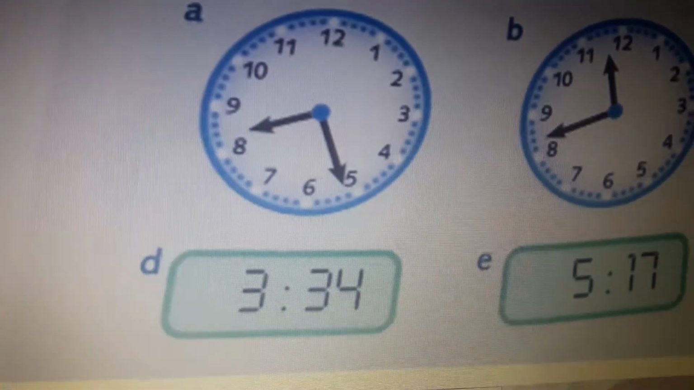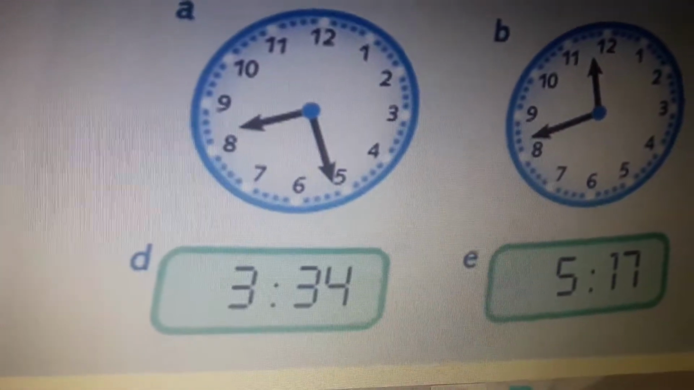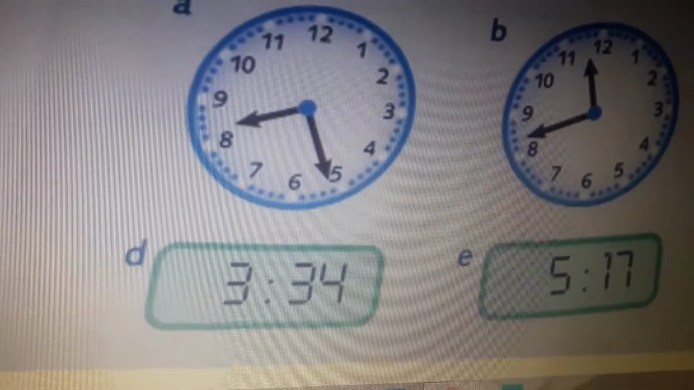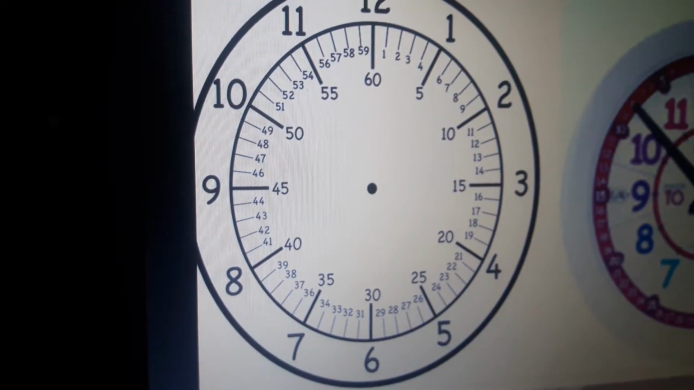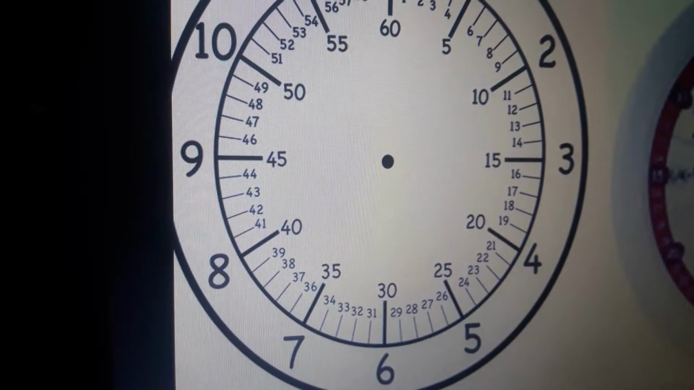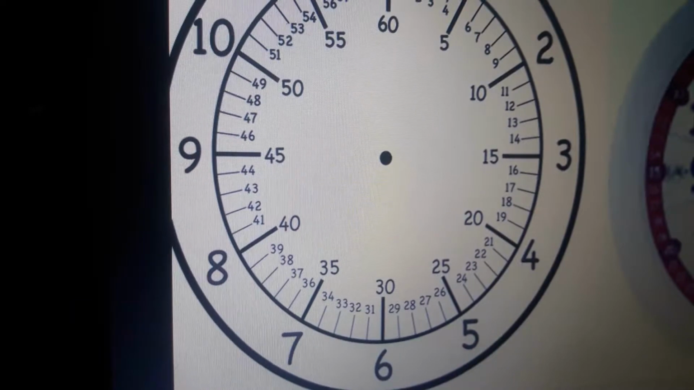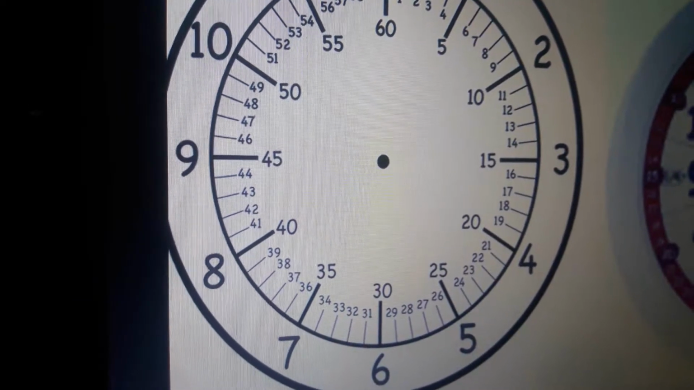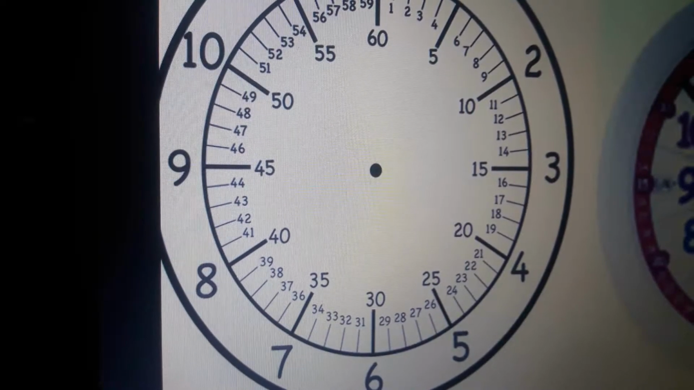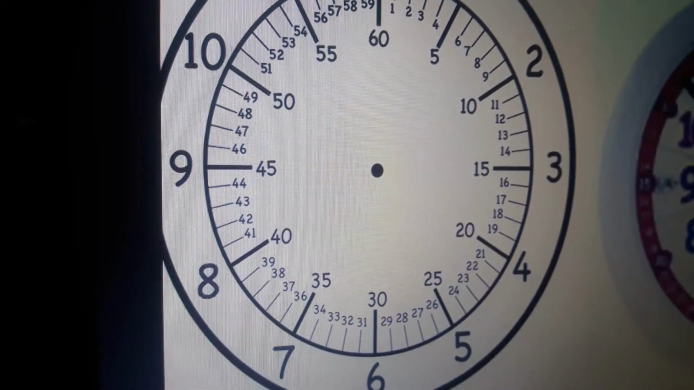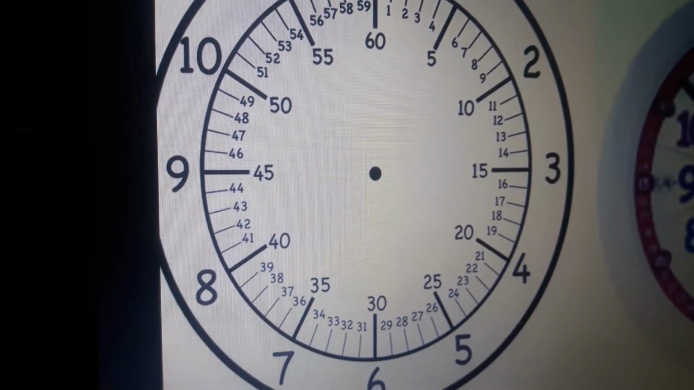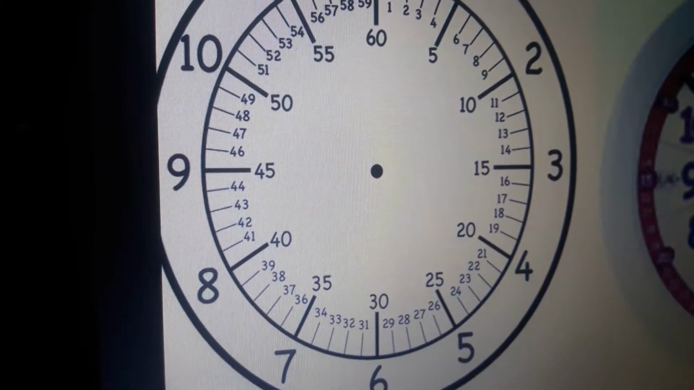The next one is 3 and 34. We are going to use the clock in the figure. Let's move to it. When we are going to draw the clock, it's clear where the place of the 34 is, beside the 7. So the hour will be on the 3, the short hand pointed to the 3. The long hand will be pointed to the 34. It's clear, it's beside the 35 on the 7.